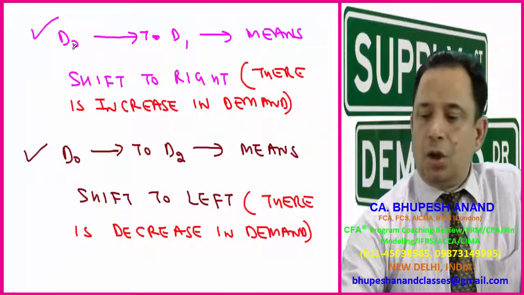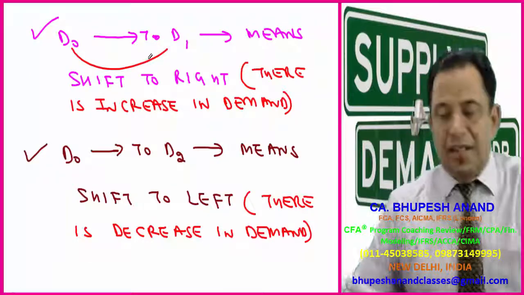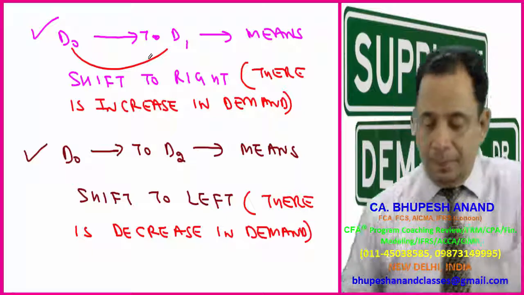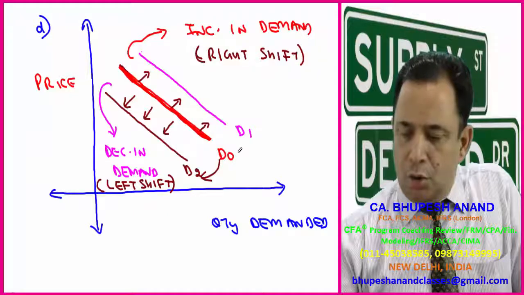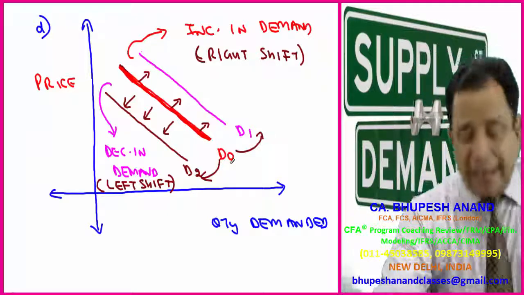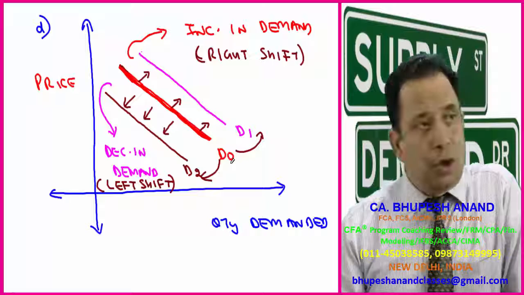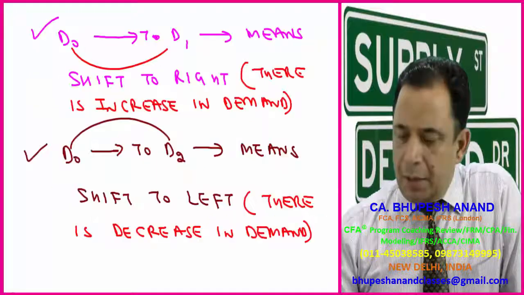So just see, D0 to D1, I have prepared a slide. It means a shift to the right, there is an increase in demand. D0 to D2, this is D2. D0 to D1 is a right shift, increase in demand. D0 to D2 is a left shift, decrease in demand.